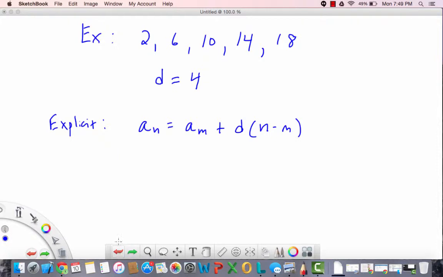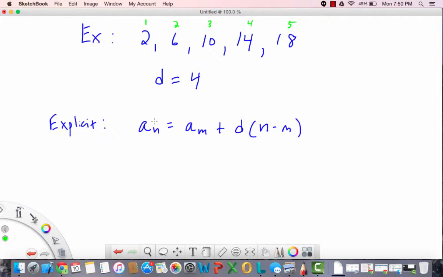This is position 1, this is position 2, 3, 4, and 5. And n and m, since they are position numbers, must be natural numbers, meaning counting numbers, 1, 2, 3, etc. D is the common difference, and we can use this formula to figure out various terms in the arithmetic sequence.